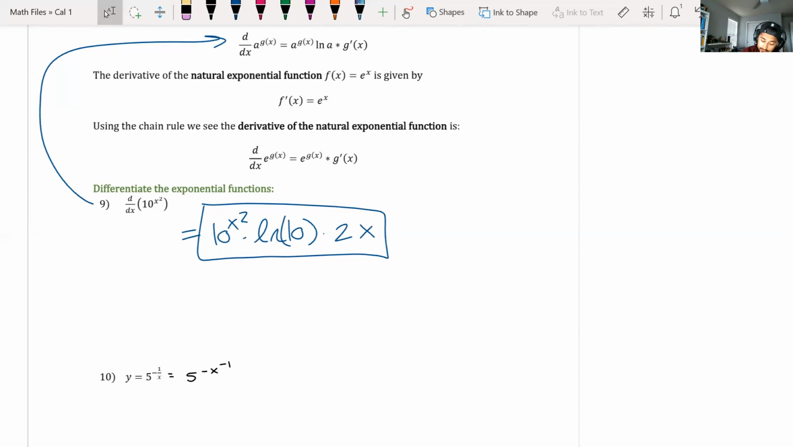So if I say y prime, what are you going to give me? 5 to the negative x to the negative 1, times the natural log of 5, times negative, or would it be a positive x to the negative 2? Be positive x to the negative 2. There you go. Brutal, right?